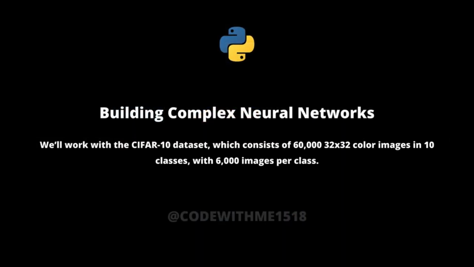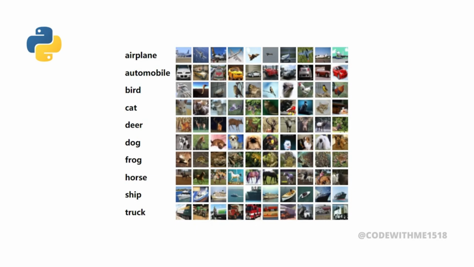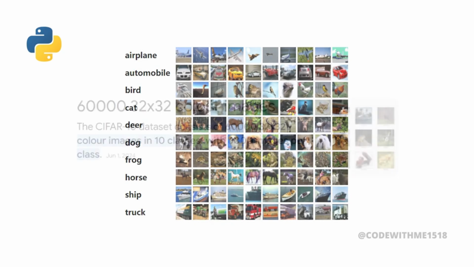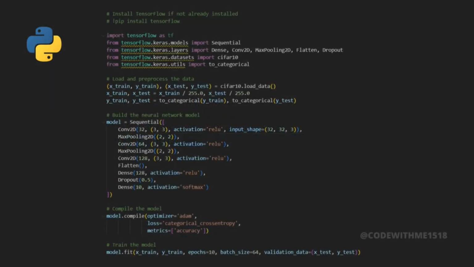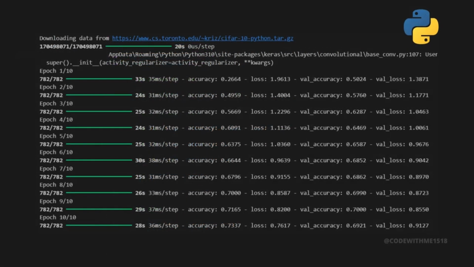Now, let's get hands-on and build a more complex neural network using TensorFlow and Keras. We'll work with the CIFAR-10 dataset, which consists of 60,000 32 by 32 color images in 10 classes, with 6,000 images per class. First, let's install and import the necessary libraries. With just a few lines of code, we've built a convolutional neural network, CNN, that can classify images from the CIFAR-10 dataset. Notice how we used convolutional and pooling layers to capture spatial hierarchies in the data.